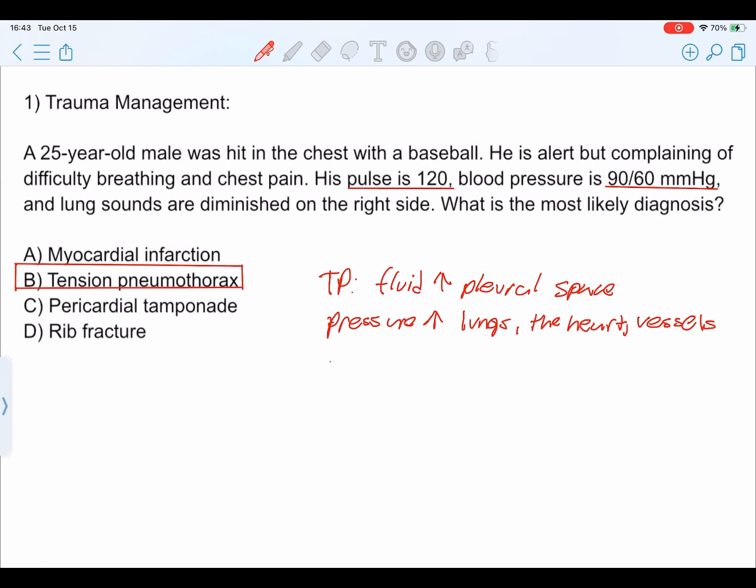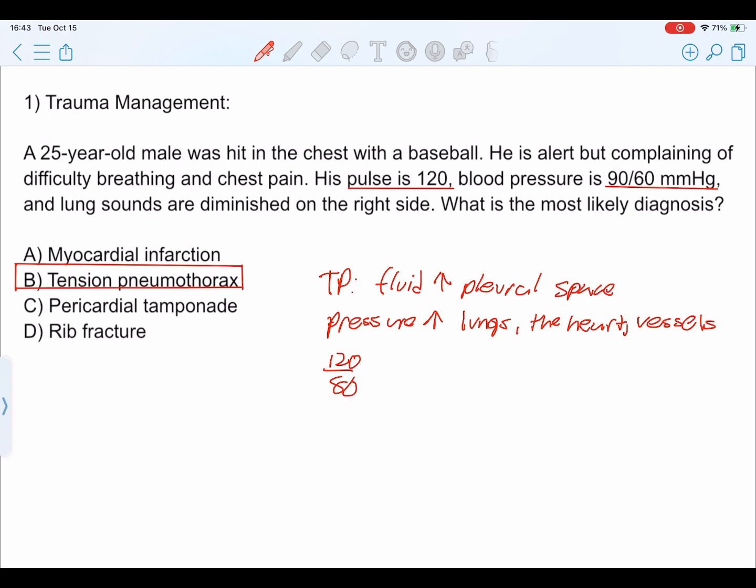When your blood pressure is low, which we see here, remember normal blood pressure is going to be 120 over 80. It will rarely ever be 120 over 80 in the field. That's just what your book tells you. 120 over 80 is normal. 90 over 60 is going to be low.